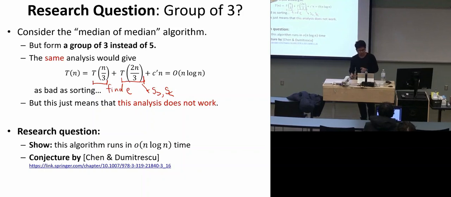But it doesn't really mean that this algorithm is bad. It means that this analysis gives you this much. And the research question that people still don't know is that some people actually conjecture that exactly this algorithm will give you something faster than n log n. No one knows how to analyze it until now. It looks like a cute problem that you can try.